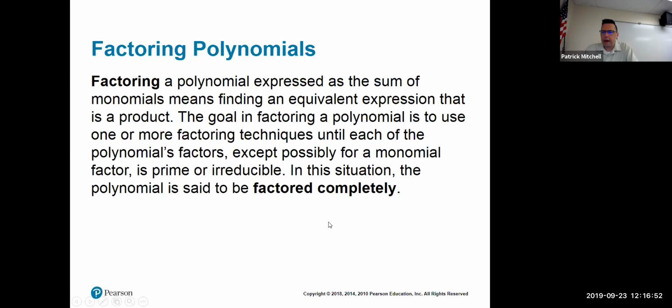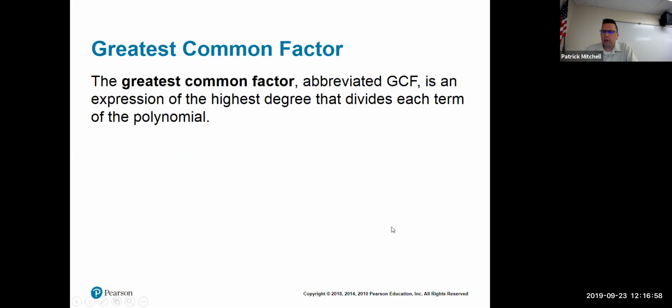All right, so let's look at some of the different factoring tricks, and hopefully you remember most of these. Number one thing to remember when you're factoring is always look for a greatest common factor first, all right? So greatest common factor is an expression of the highest degree that divides each term of the polynomial, and I have a couple of examples of that.